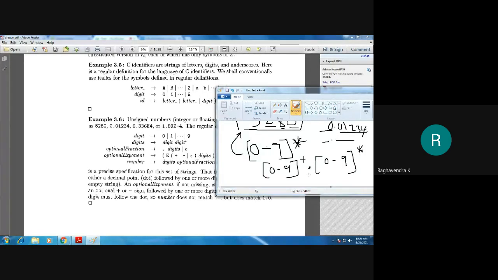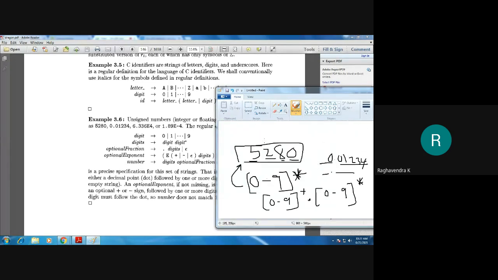And how many dots can be there? For that also I can write a regular expression. But this will not match this one, which is 6.336 E4, correct? So this is one of the problem. So I need to add E also. So then even if I write a regular expression for this, it may not match 1.89 E minus 4.